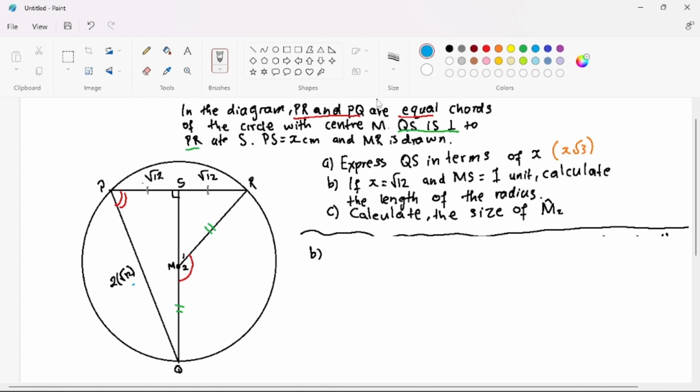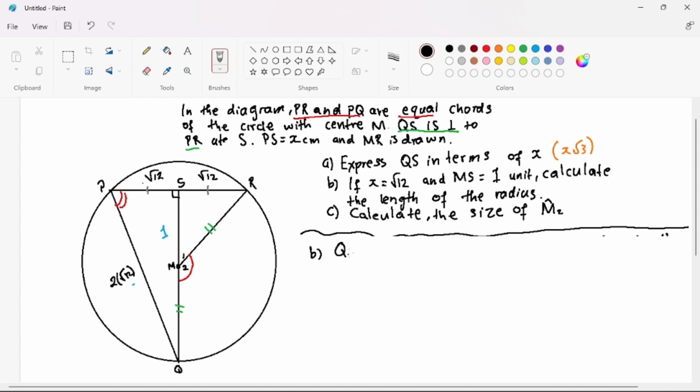Let me try to use color. So MS is 1 unit. So their question is calculate the length of the radius. So we know that we only have 2 radii here, guys, which is MR and MQ. So we can simply do this thing, guys.